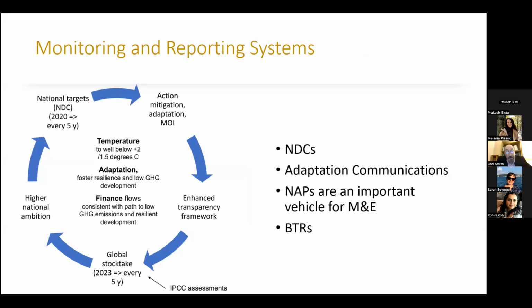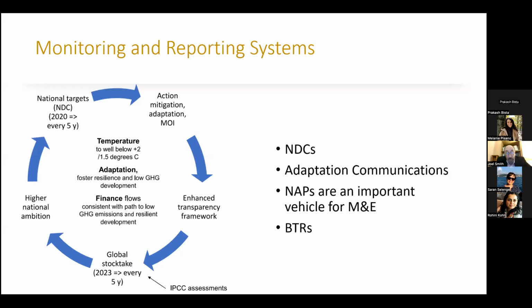All right. So then on monitoring and reporting systems, there is this UNFCCC system that already is incorporated, and it's being expanded. So we have nationally determined contributions, which are a key reporting mechanism for parties. There also are adaptation communications, but the National Adaptation Plans are going to play a very important role, and they're going to be a very important vehicle, not just for planning, but also for monitoring and evaluation. And then we have the new biennial transparency reports that are going to start next year that will also feed into this process.